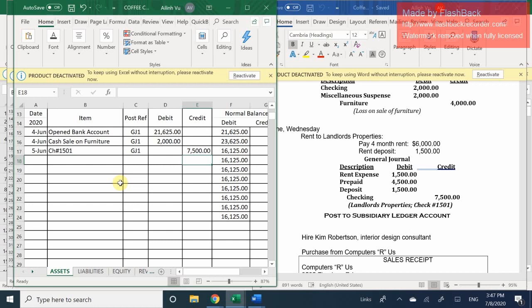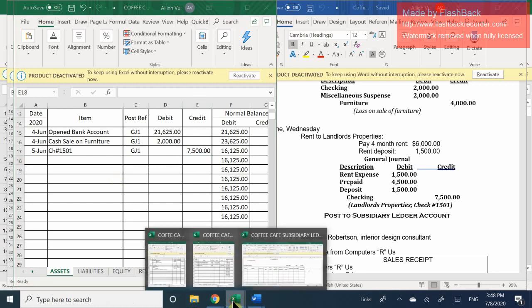Okay. So I got my check number, 1501. Perfect. General 1 and 7,500, and then minus that, 16,125 is our running balance. Perfect. Okay. So then it says here, post to subsidiary ledger. Remember, who is Landlord Properties? Are they a customer or are they a vendor? Vendor. They are a vendor to us.